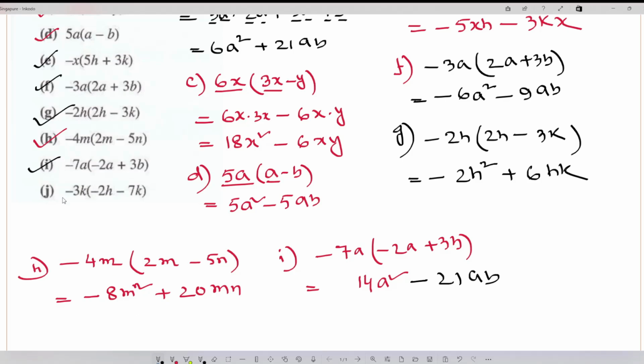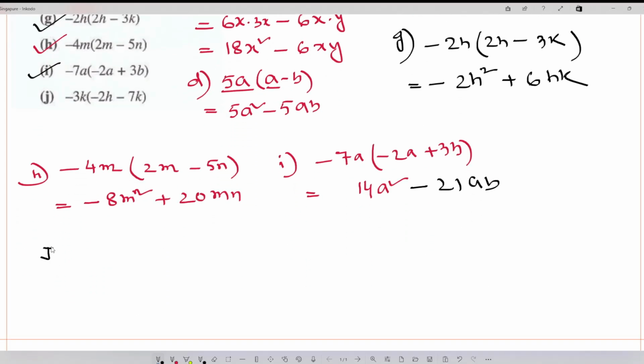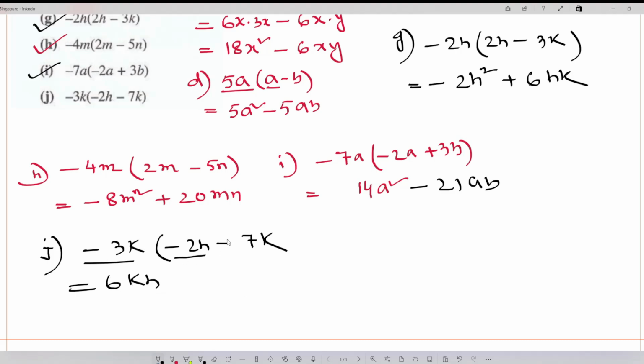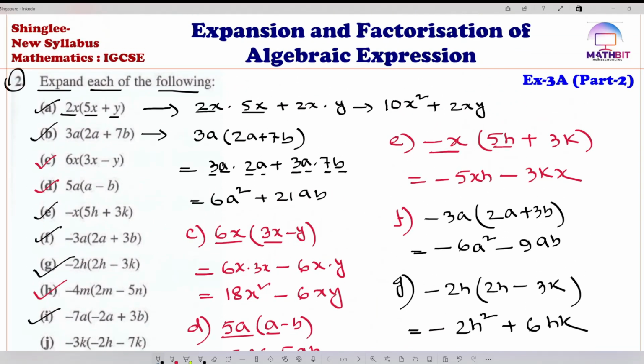Okay. And today's last question, number J, minus 3k times (minus 2h minus 7k). So this minus 3k and minus 2h means minus and minus plus, 3 times 2 is 6, k and h multiplied is kh. Similarly, minus and minus will be plus, 3 times 7 is 21, k and k multiplied will become k square. So we are trying to expand around 10 math problems based on algebraic expressions.